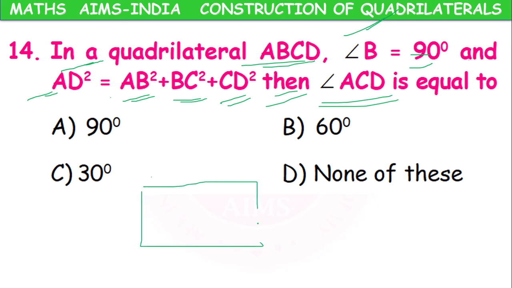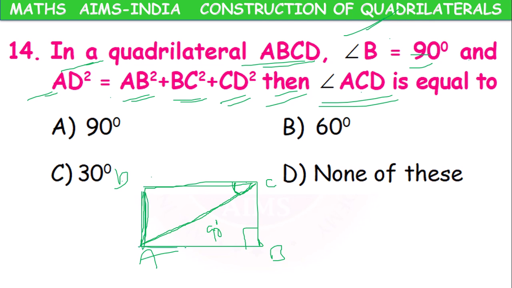In a quadrilateral ABCD, they have given angle B 90 degrees. Then angle ACD, this angle ACD how much? How much are they asking? They have given AD square equal to AB square plus BC square plus CD square.